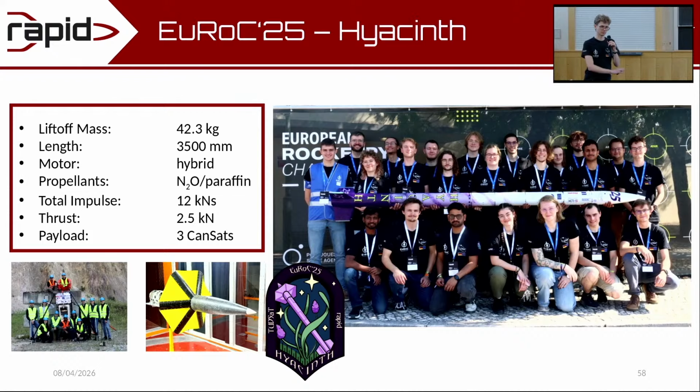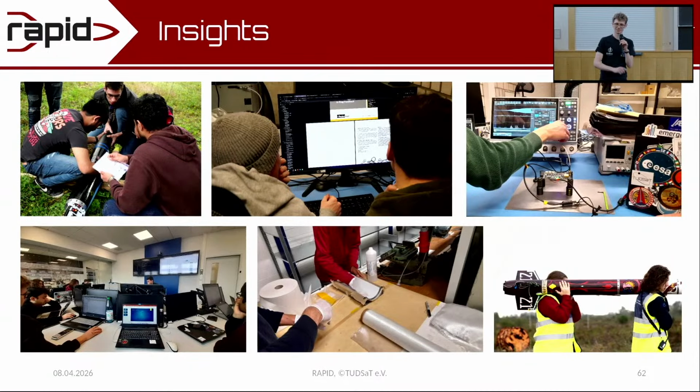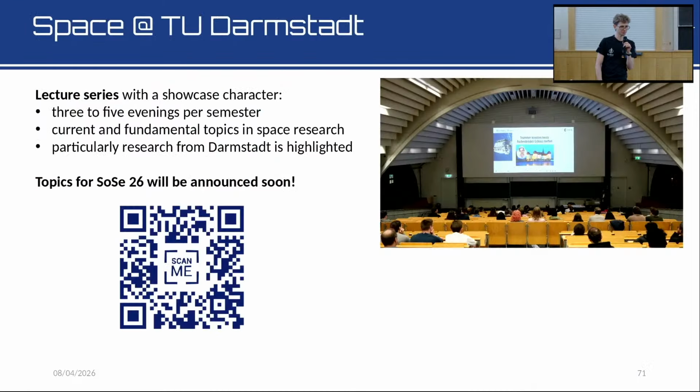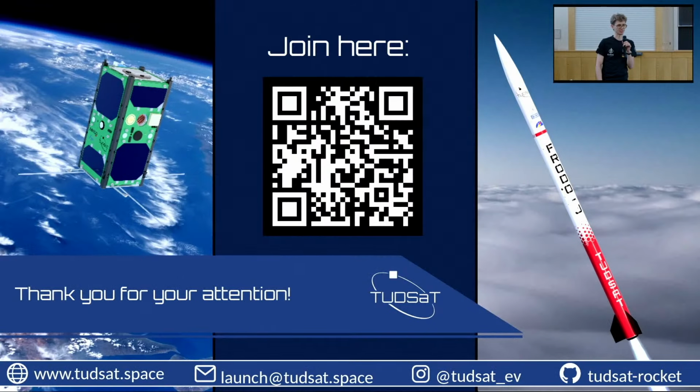Some data about the rocket we plan to fly this year. It's gonna be roughly 45 kilograms. It's not quite clear yet what the exact mass will be, as we're still searching for components and stuff. Okay, I think I will come to an end. Some more insights. I will not talk more specifically about that. Yeah, so we do cool stuff.